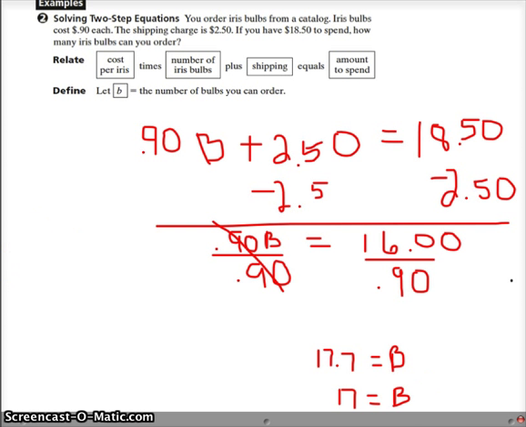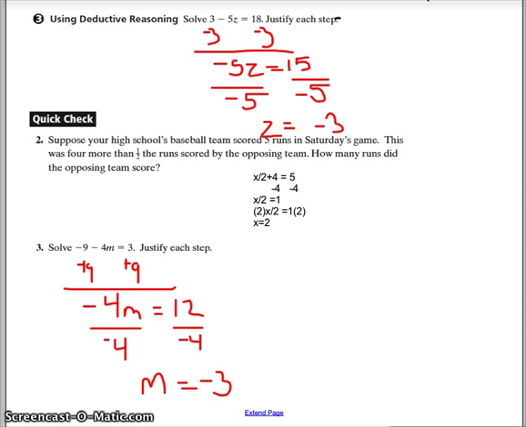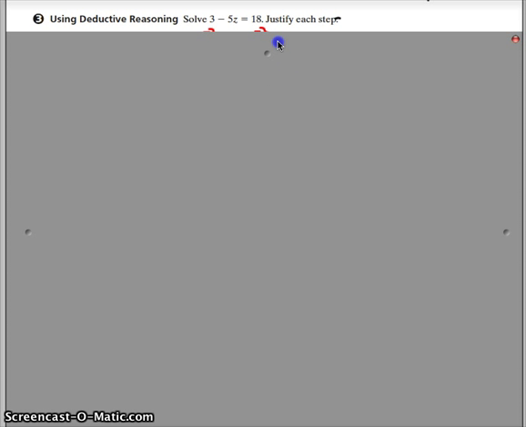Okay, moving on to the next page. We are looking at the example, and it asks us to use deductive reasoning. So we want to justify each of our steps. So the first step you're going to do is what? Look at the problem here.